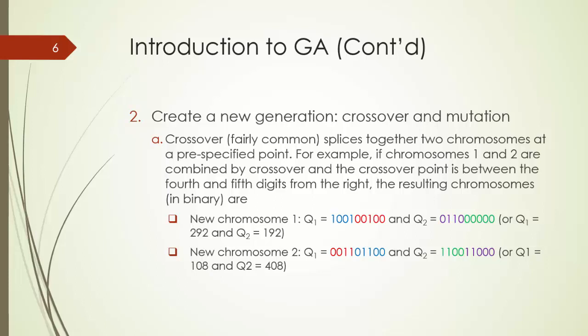For example, Q1 for the new chromosome 1 splices together the left digits 1001 from Q1 of the original chromosome 2 and the right digits 00100 from Q1 of the original chromosome 1.